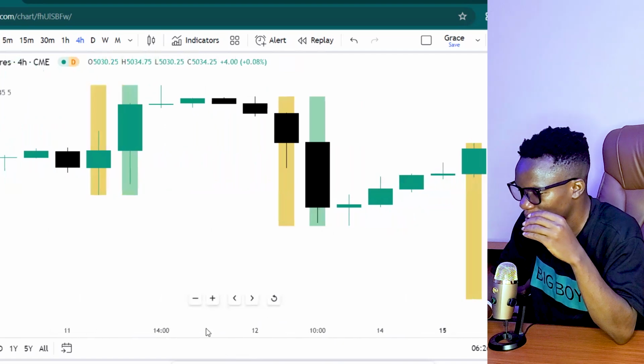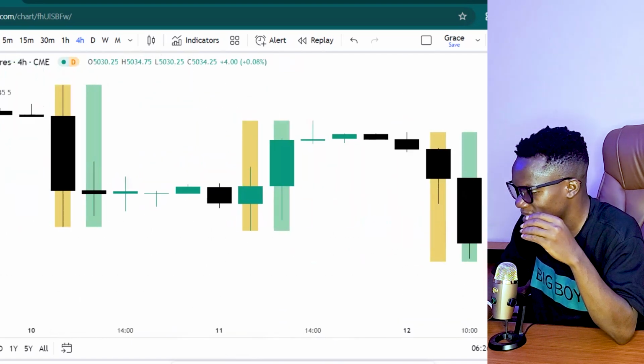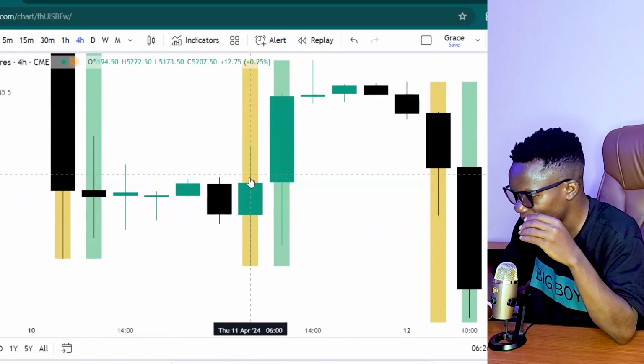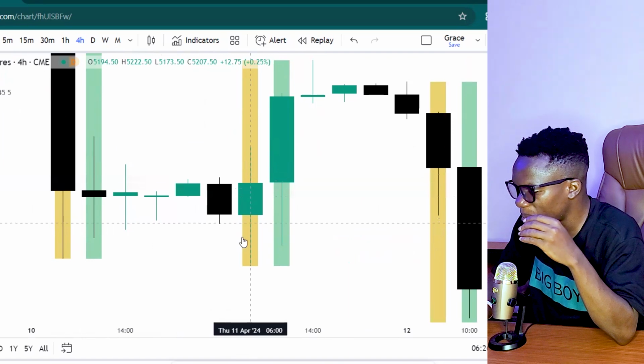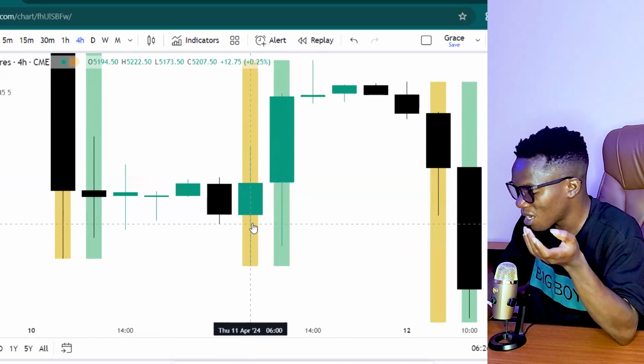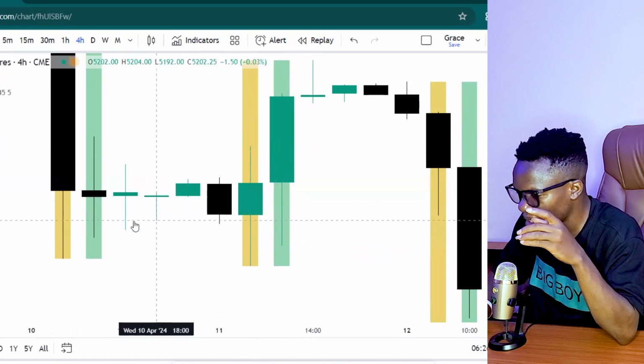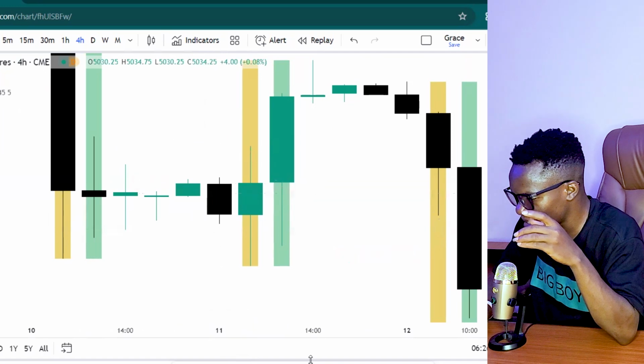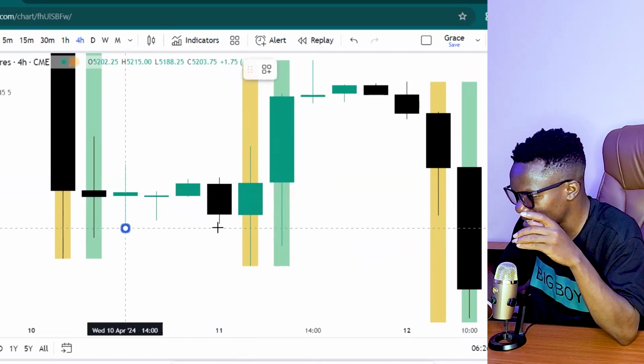For example, let's use this particular day as an example. You see price come back. It's a bullish day. It's a bullish candle on the 4 hour time frame. So price took out everything that took place in the Asia session. That is here, okay? Everything that took place here.